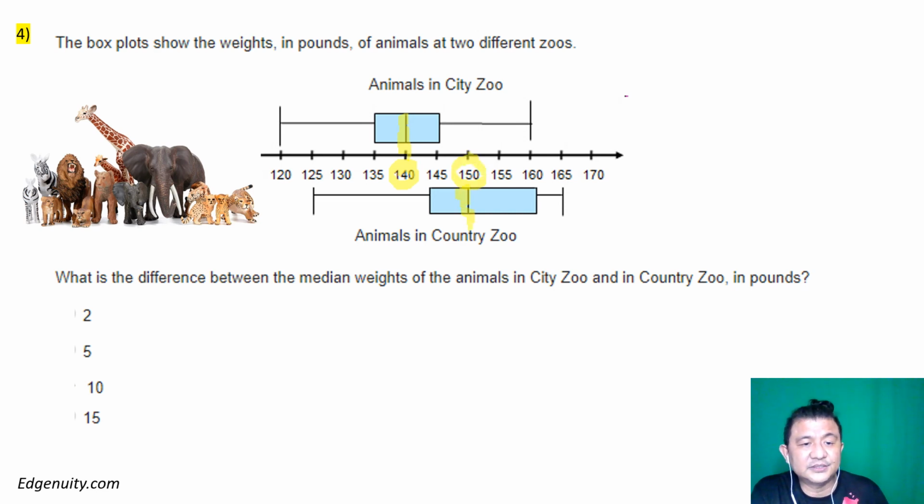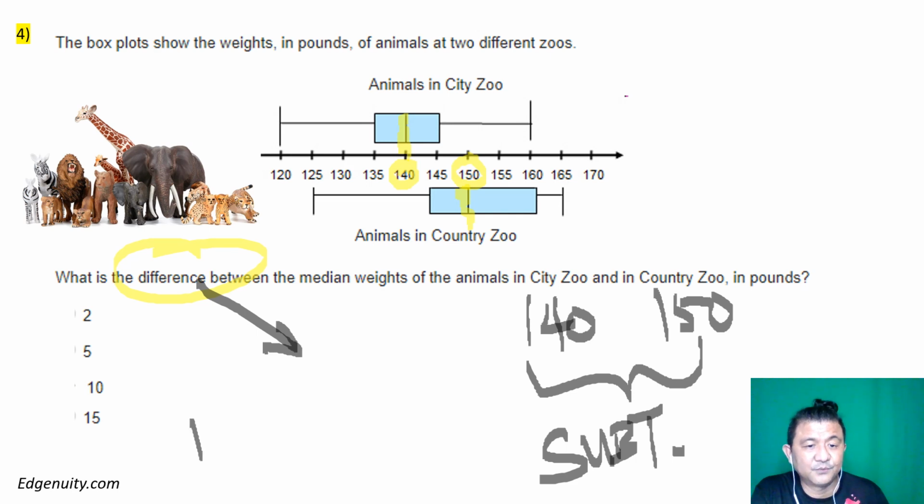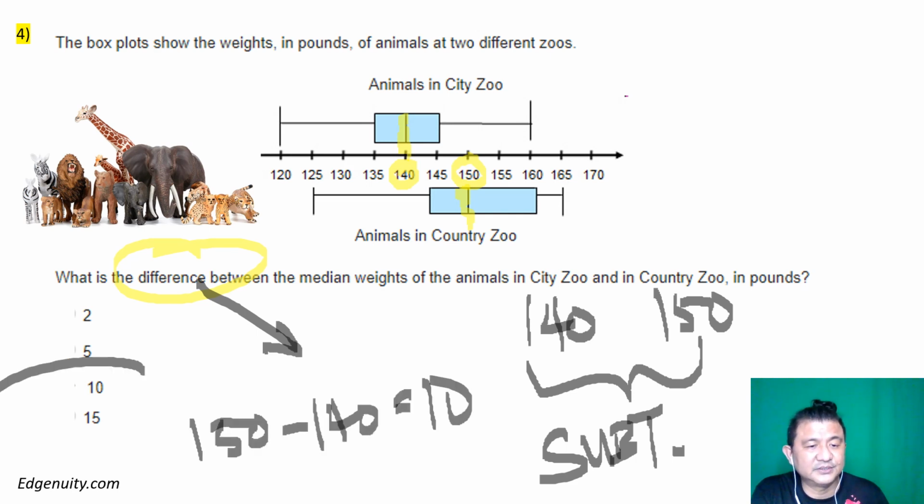So it says the difference. What do you mean by difference? You'll have to subtract. Okay, so country has 150 and city has 140. Subtract them, and you get what? 10. 150 minus 140 is 10. So this is the answer.